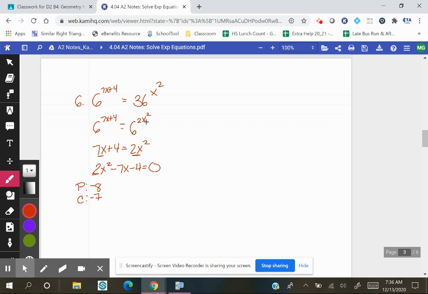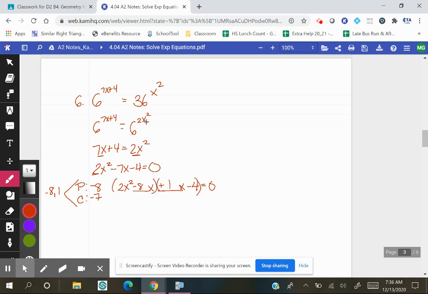All right, so P is the product of my first and last term, 2 times -4. My C is -7. Then I'm going to split the middle, so blank x minus 4. I keep the first and the last term the same. I'm looking for 2 numbers that have a product of -8 that combine to -7. So that's going to be, and if you don't know, go to y equals, type in -8 divided by x. -8 and +1.